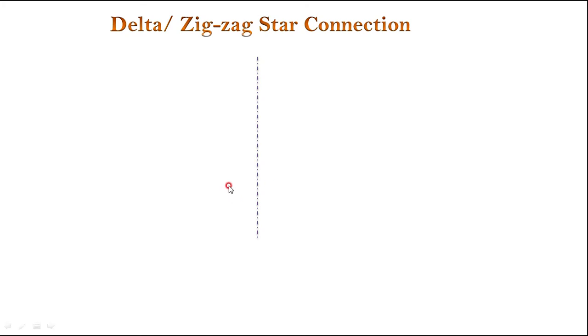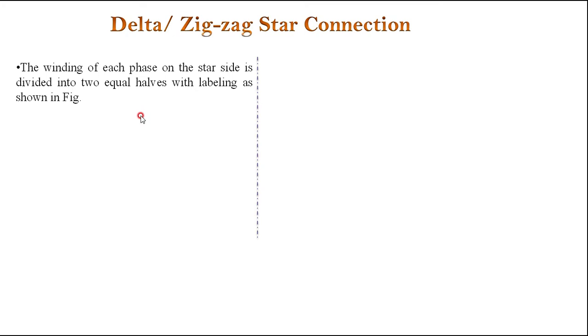In the case of the primary, the windings are normally connected in delta, whereas in the secondary, the winding of each phase of a star connected winding is divided into two equal parts. That is, the winding of each phase on the star side is divided into two equal halves, with labeling as shown in the figure.